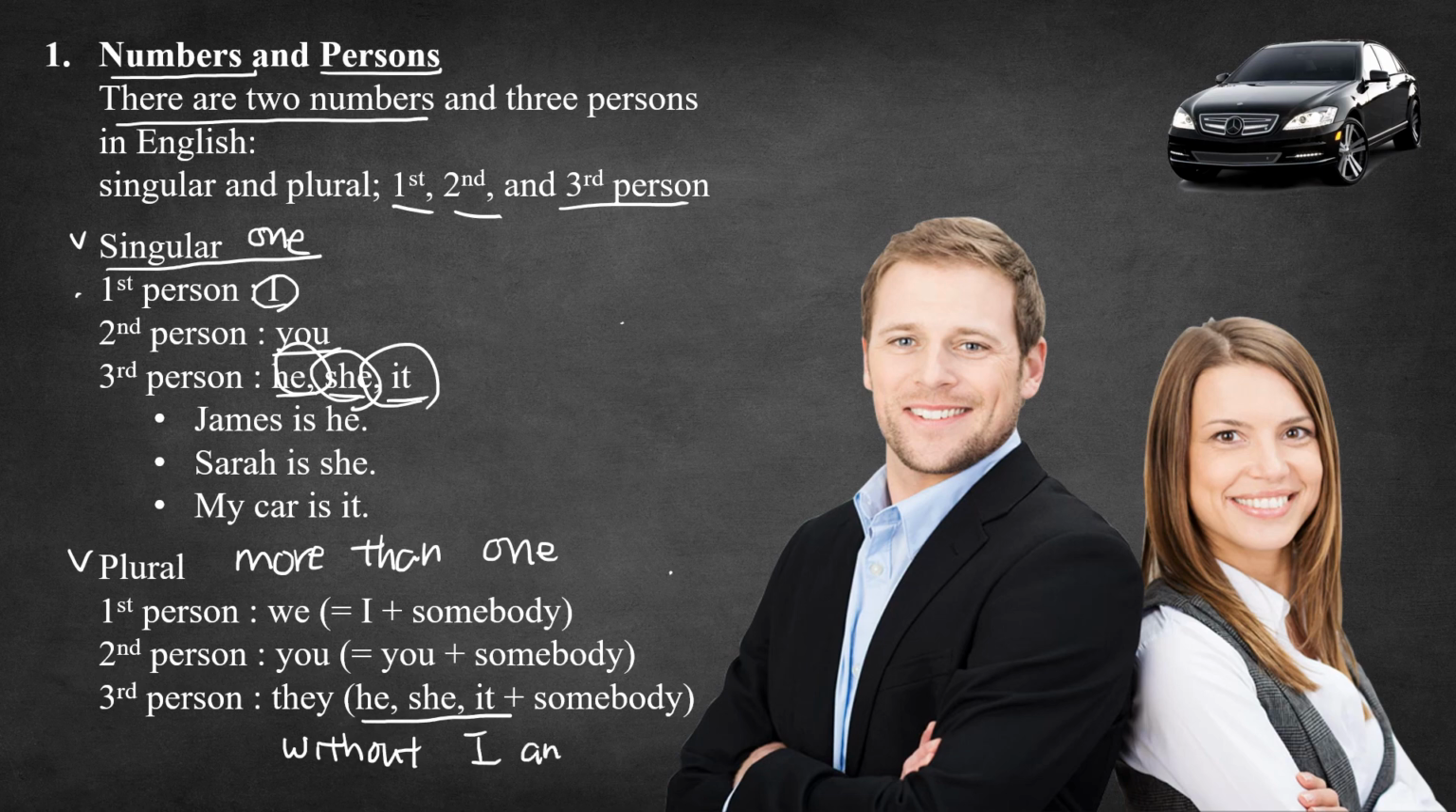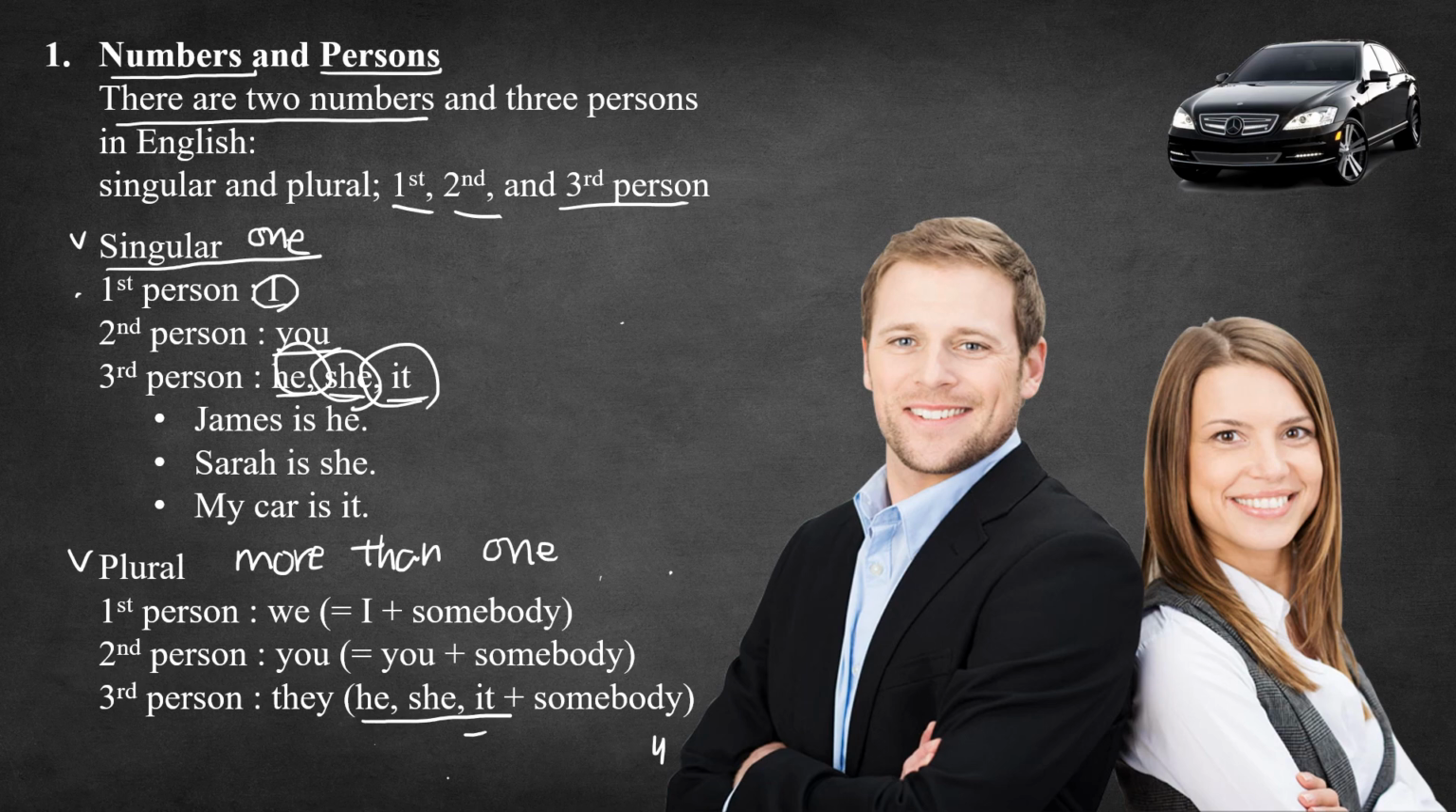Again, in a group, if you have I, that's always we. In a group, if you have you, it's always you except you and I. If you find you and I in a group, it is always we. Because first person, I don't know, I can say first person wins. Okay, this is the numbers and persons in English.